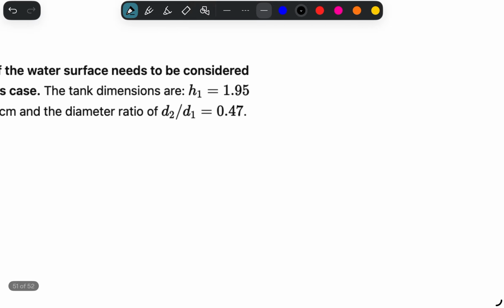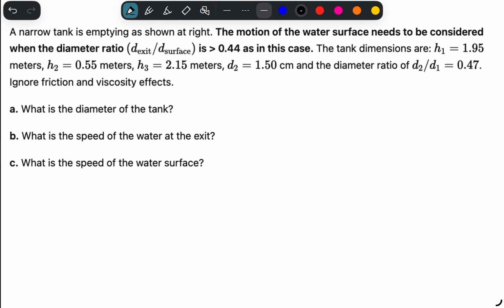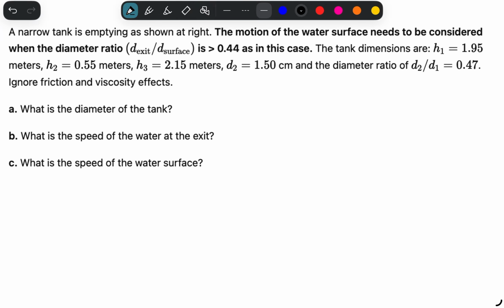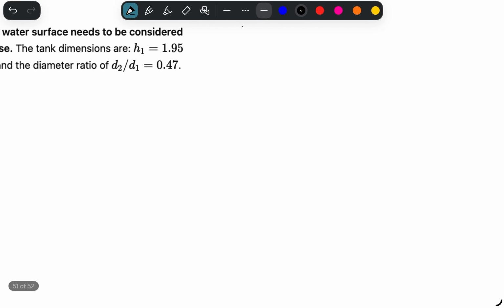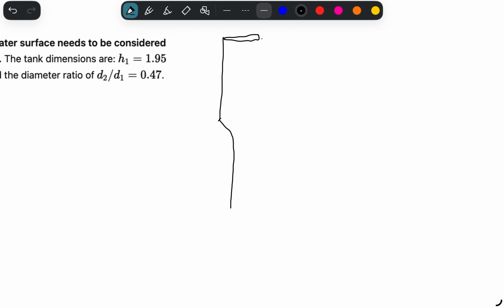Now, let's move on to our next question. We have a narrow tank emptying as shown to the right. For this problem, our setup is going to look like this. We're going to have a narrow tank. It's going to be wider, with a larger cross-sectional area for the pipe at the top, but then it's going to get really narrow at the bottom, like this. And then it squirts out water like this over here.